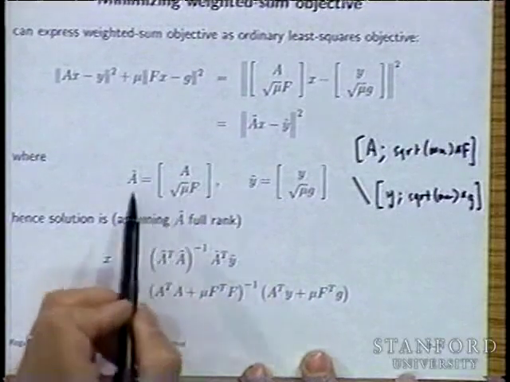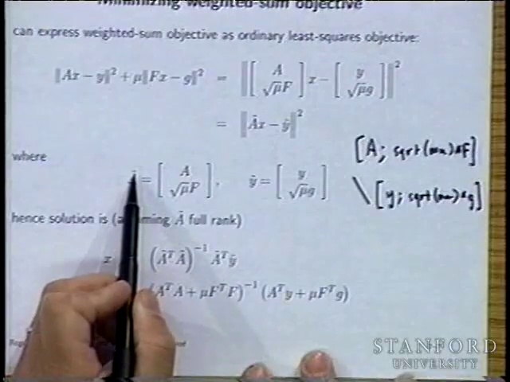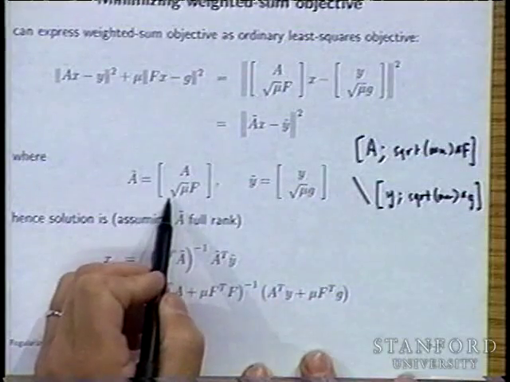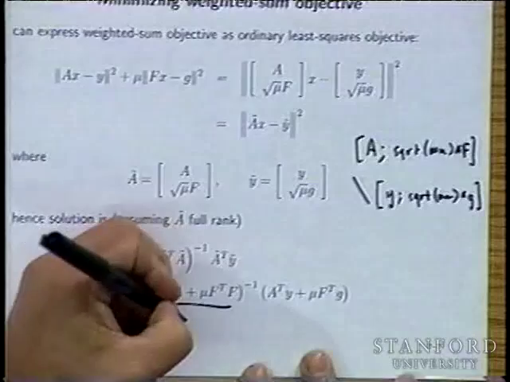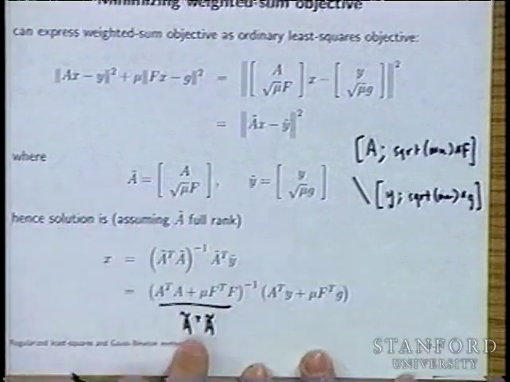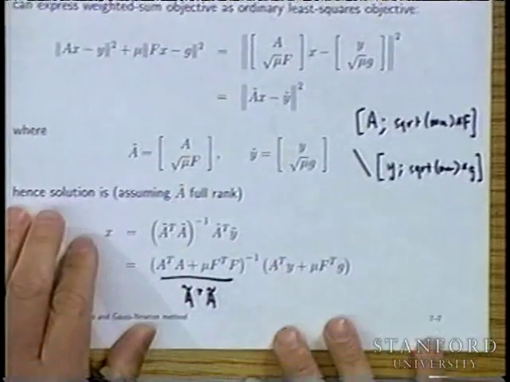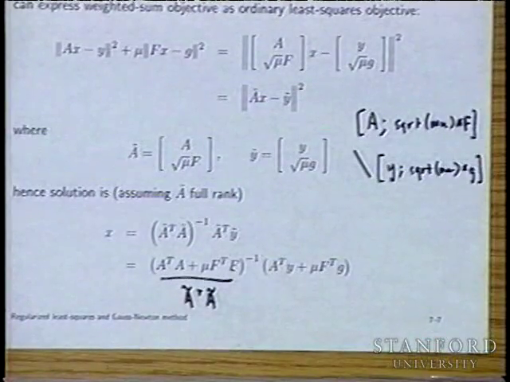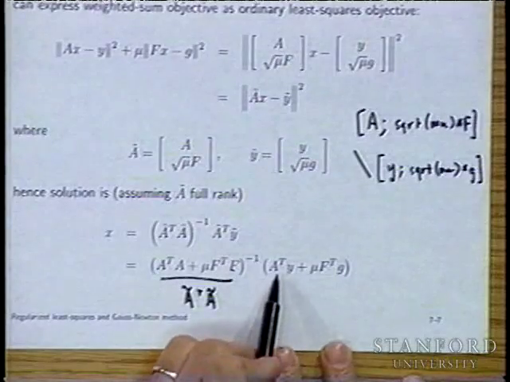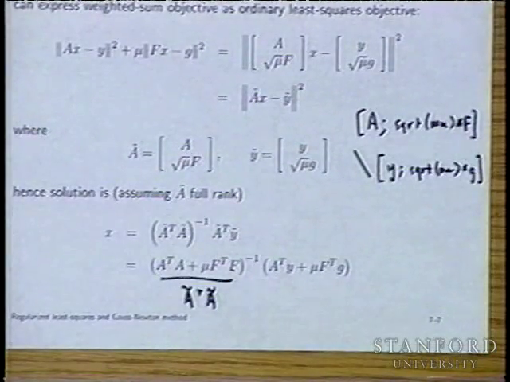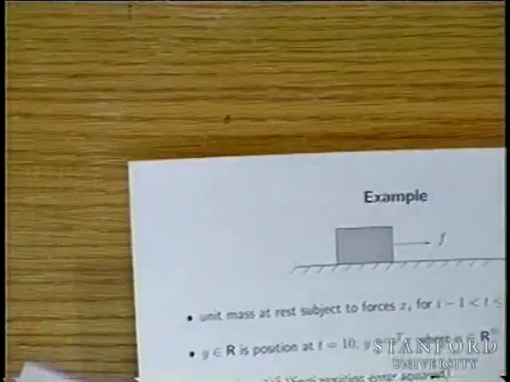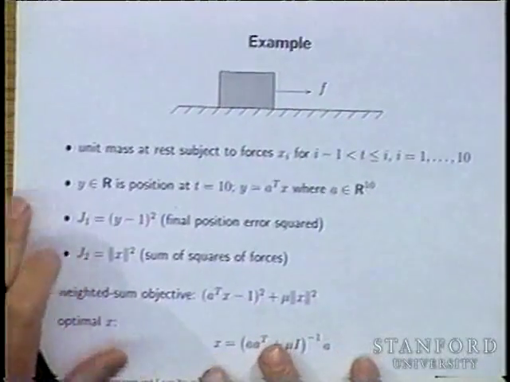Now the formula for it is this. It's, of course, a tilde transpose a tilde, quantity inverse, times a tilde transpose. Well, a tilde transpose a tilde, you can work out analytically what that is. And you see something actually quite beautiful here. You see a transpose a plus mu f transpose f. And over here you get a transpose y plus mu f transpose g. So it just sort of works out. It's a very pretty formula. Let's look at some examples just to see how this works. These are going to be really simple examples, but just to see what happens.